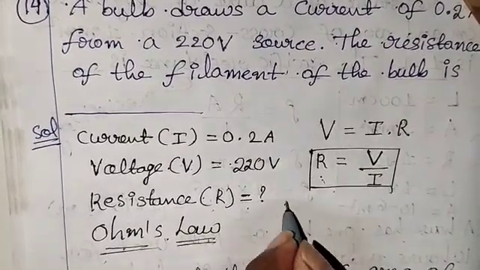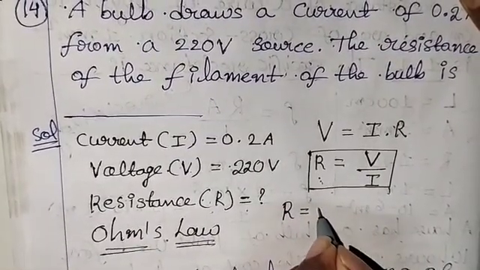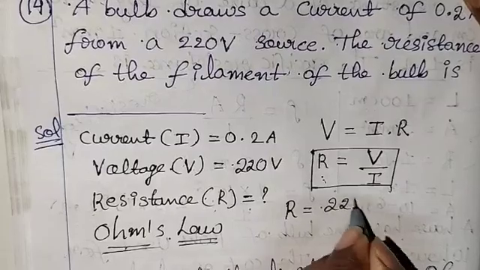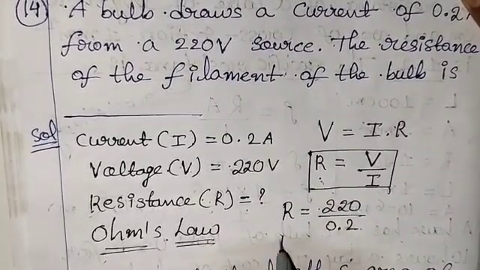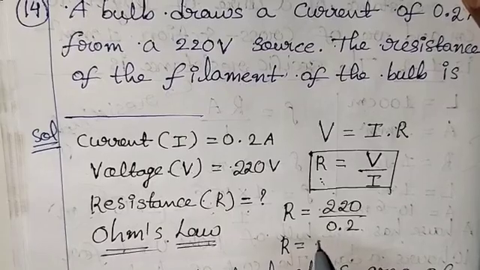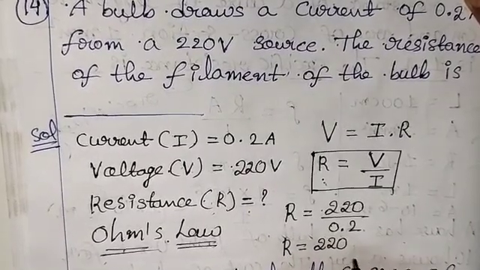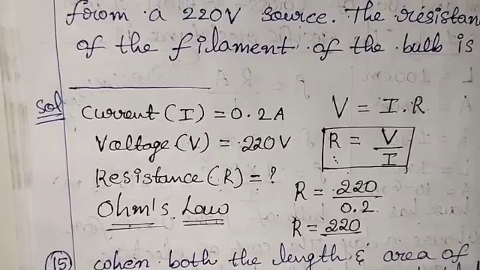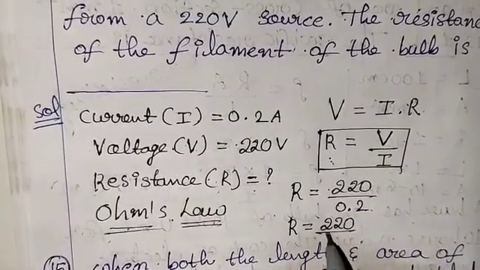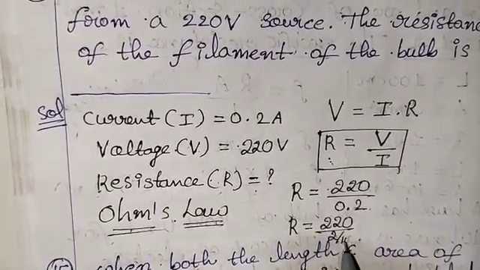R is equal to V by I. R is equal to V 220 by I 0.2. Now R is equal to 220 divided by 0.2, which means 2 by 10.